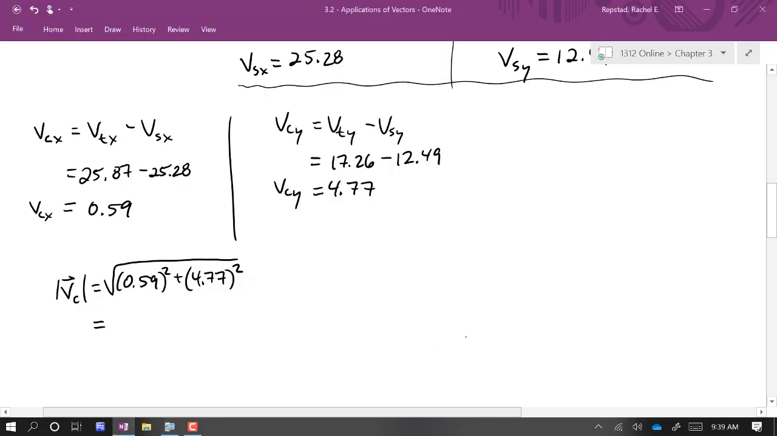4.81. And the magnitude adopts the units of the original vector, so that's kilometers per hour, and in fact that's true for the components too. We could have put units on those components and they would be in kilometers per hour. It's a first quadrant vector, so we don't have to make any adjustments. It's just arctan of the y component divided by the x component.